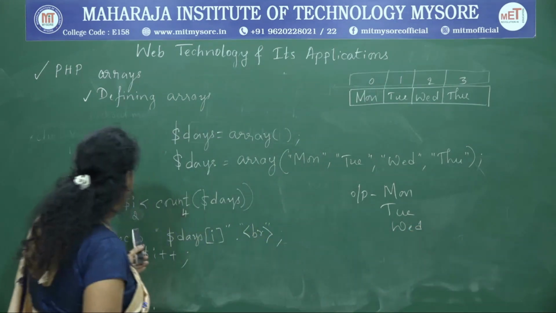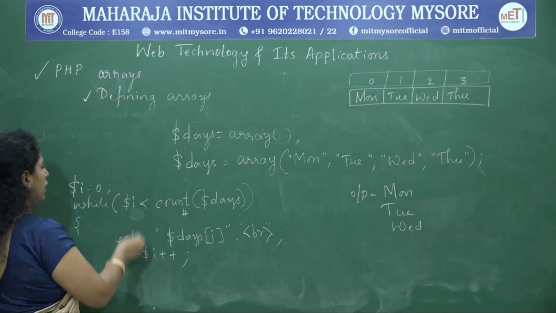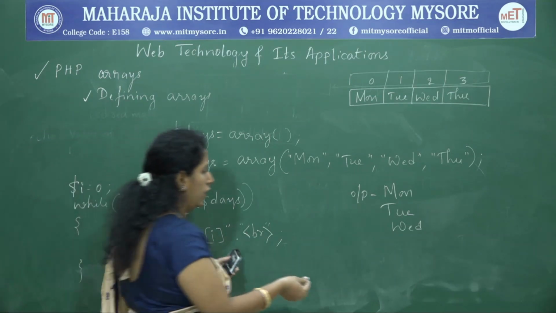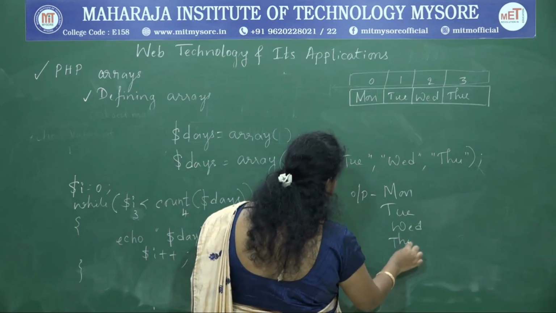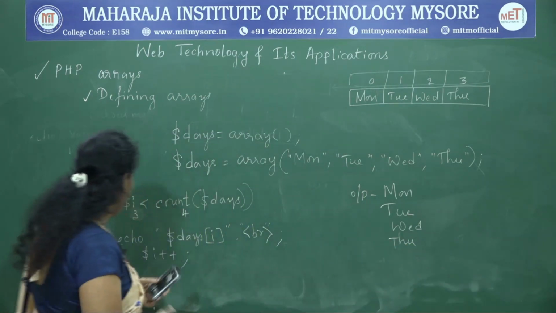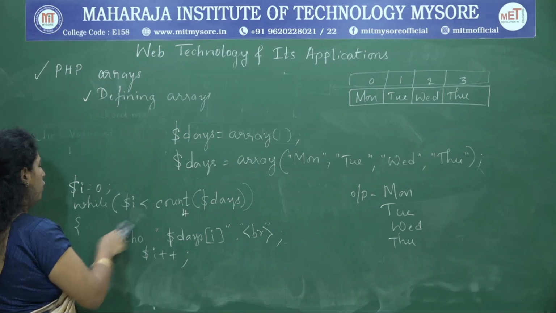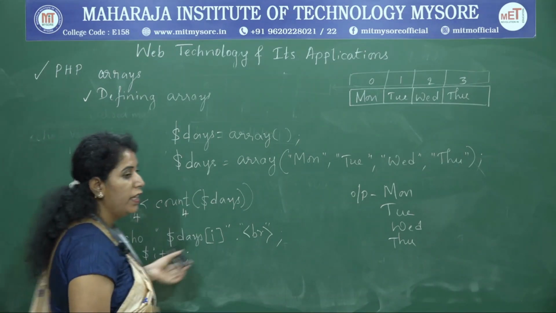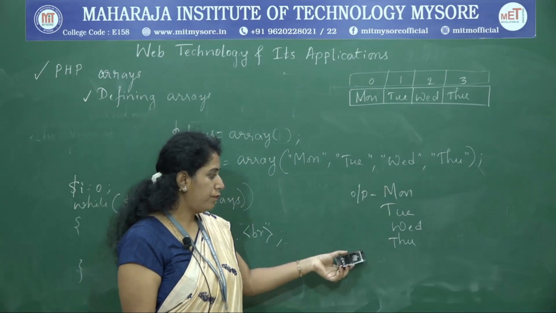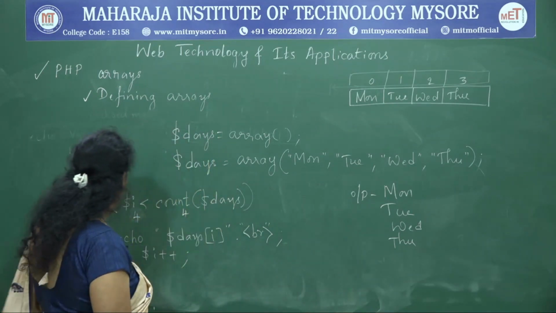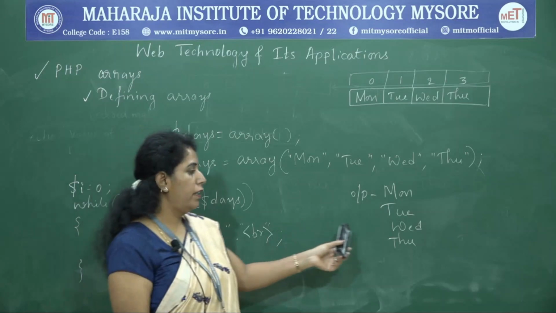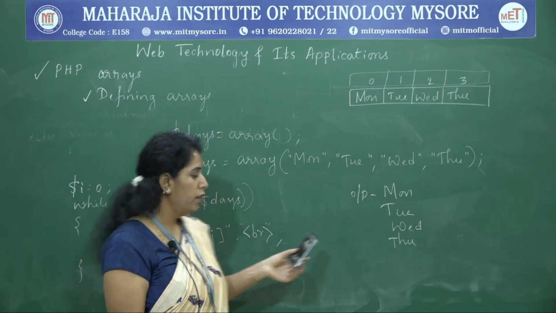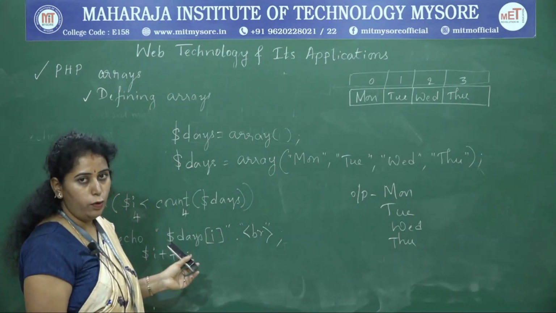I gets incremented, it is now 3. 3 less than 4, yes. So it prints the next element of the array, that is Thursday. Now I gets incremented, it is now 4. 4 less than 4, false, it comes out of the loop. In this format, you can print all the elements of an array by making use of a while loop.